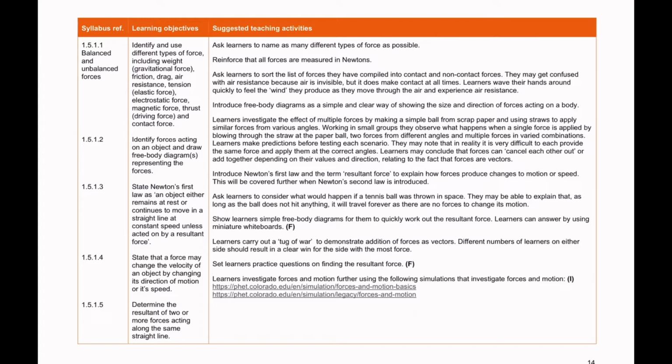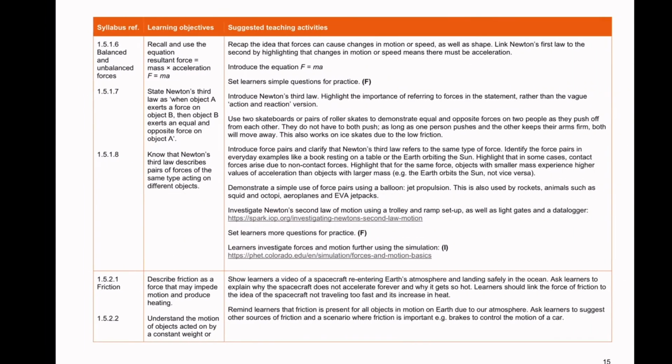State Newton's first law as an object either remains at rest or continues to move in a straight line at constant speed until acted on by a resultant force. State that a force may change the velocity of an object by changing its direction of motion or its speed. Determine the resultant of two or more forces acting along a straight line.